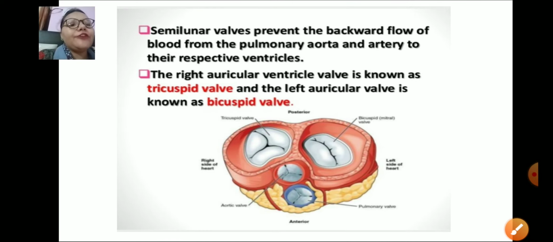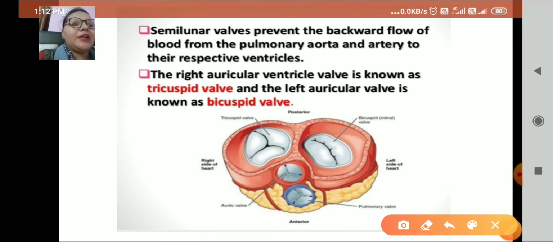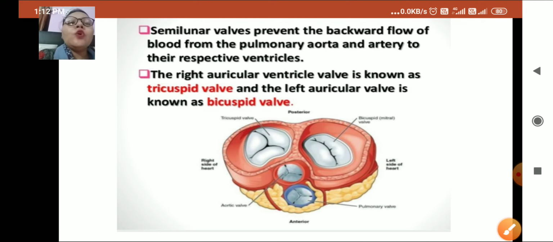Now what is the function of this valve? The semilunar valve prevents the backflow of the blood. Now we have two other valves: one is the tricuspid valve, another is the bicuspid valve. These two valves are present in the right and left chambers. On the right side we have the tricuspid valve, and on the left side we have the bicuspid valve.